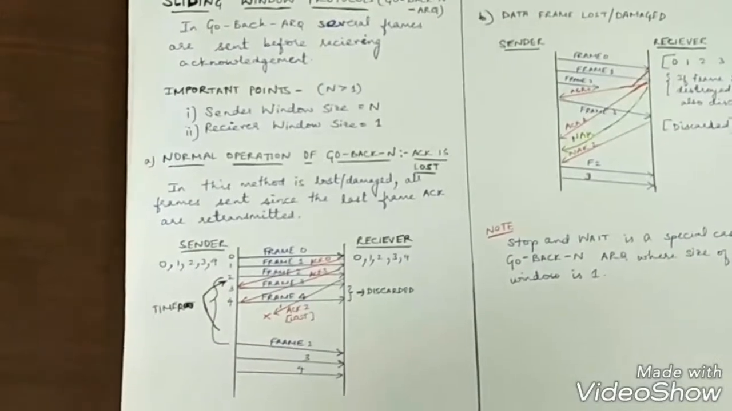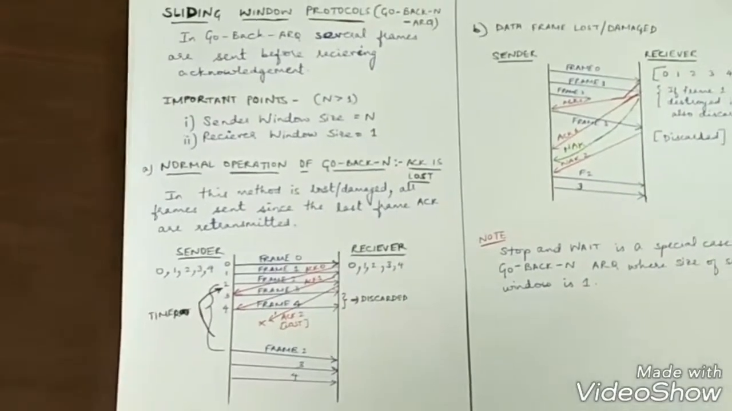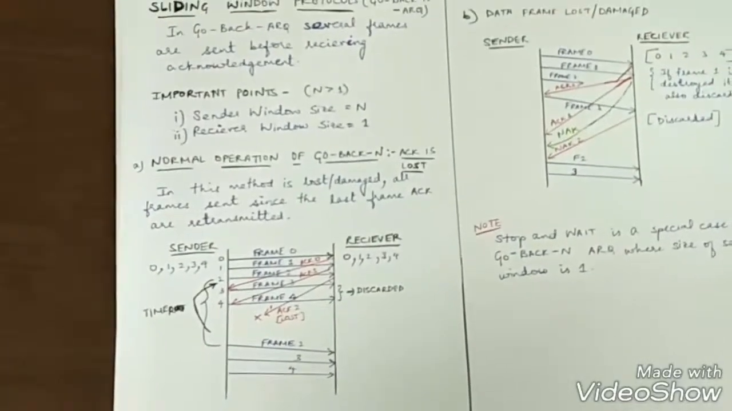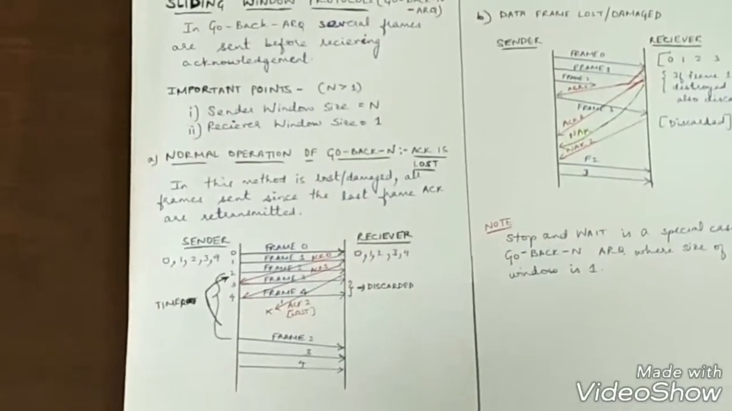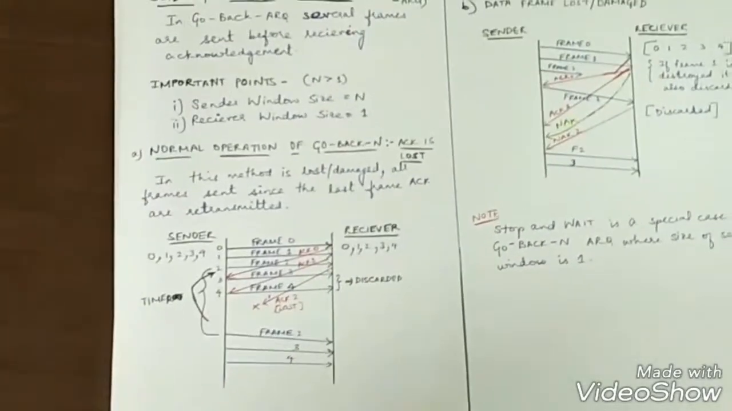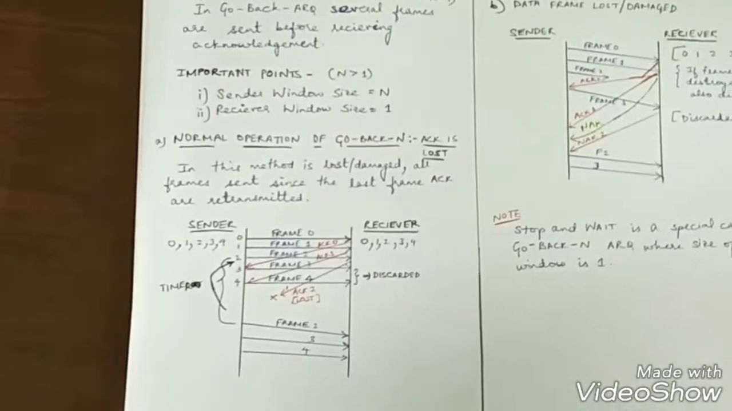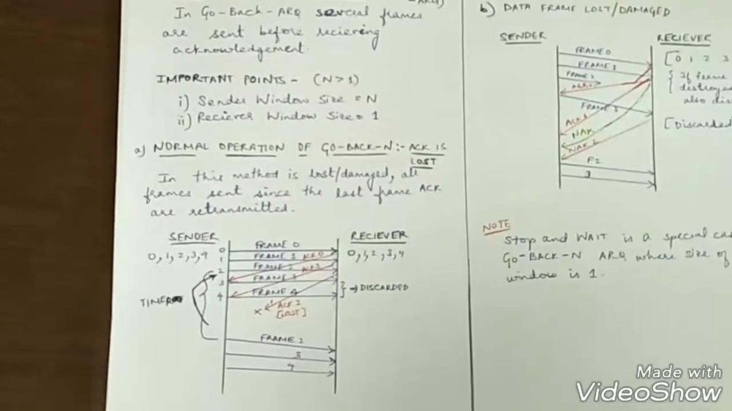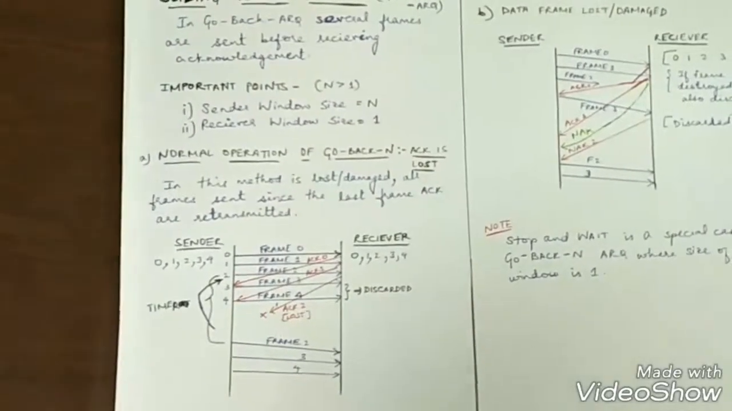So there is a timer attached to the sender. After waiting for a particular time, the sender side will see the last acknowledgement and will retransmit the frames 2, 3, 4 to the receiver. The frames 3 and 4 are discarded because they are being retransmitted. So this is a case when the acknowledgement is lost.